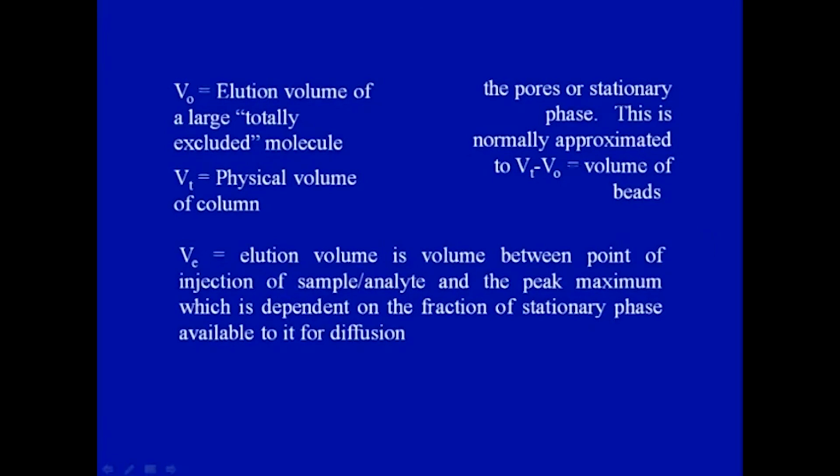Now, there is another term called elution volume. That is the volume between the point of injection of the sample analyte at the top of the column and the peak maximum, which is dependent on the fraction of stationary phase available to the analyte for diffusion. So, elution volume is the volume required for eluting a particular analyte, starting from the point where you inject the sample to the point where a peak appears, or that analyte is eluted.